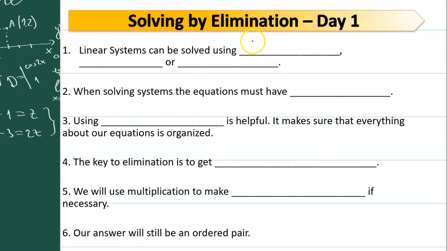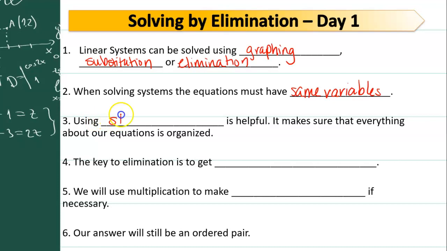All right, linear systems can be solved using graphing, substitution, or elimination. When solving systems, the equations must have the same variables. So you can't have an a and a b in one equation and an x and a y in the other. So if we're going to do elimination, we want to use standard form. That's going to get all of our variables lined up: x's with x's, y's with y's, constants with constants, equal signs with equal signs.